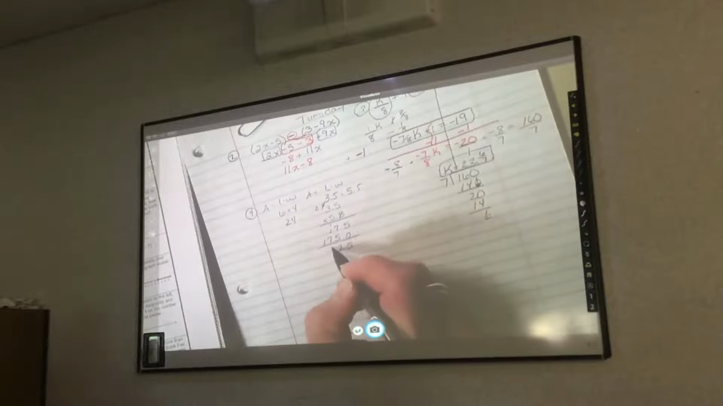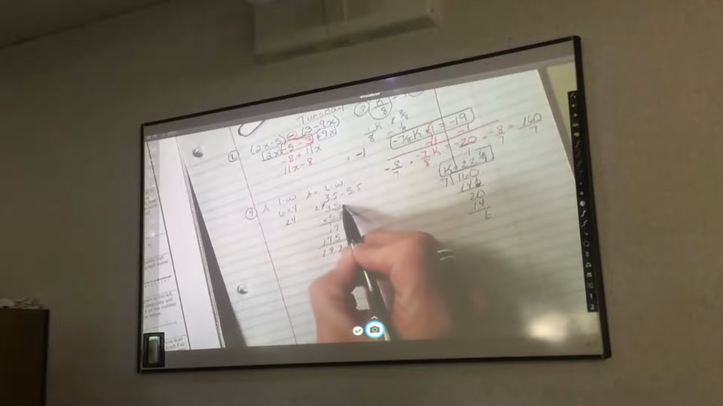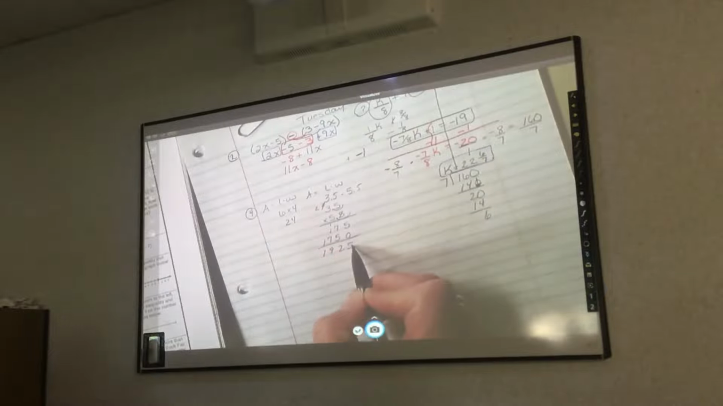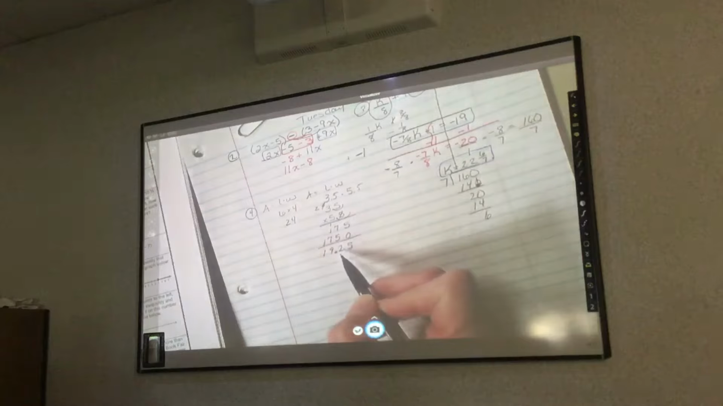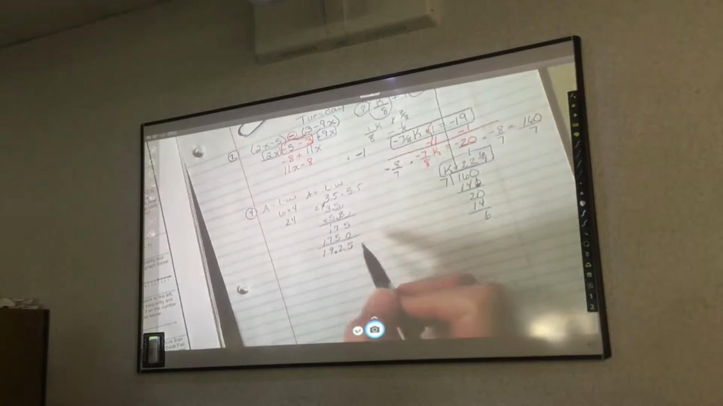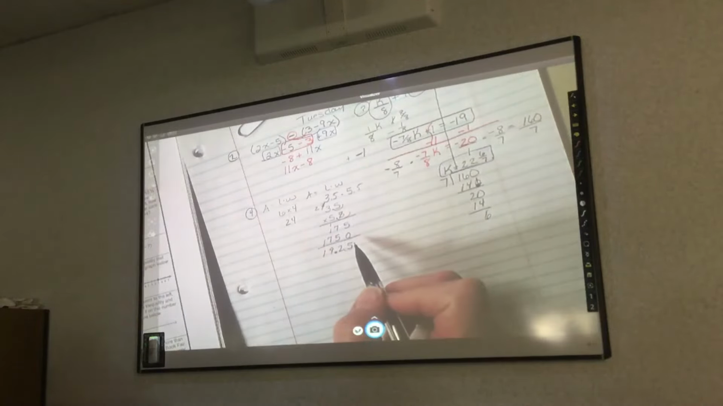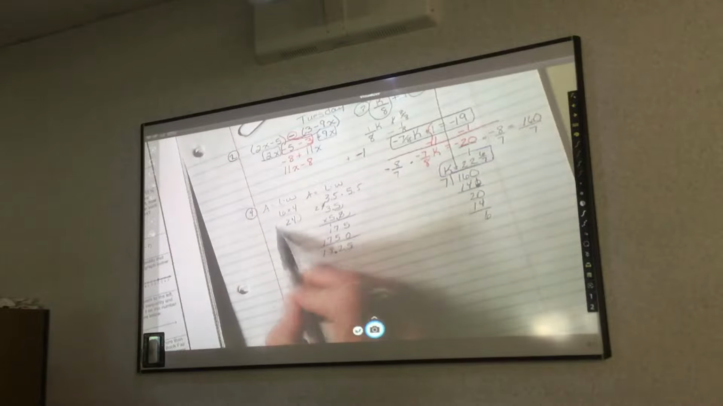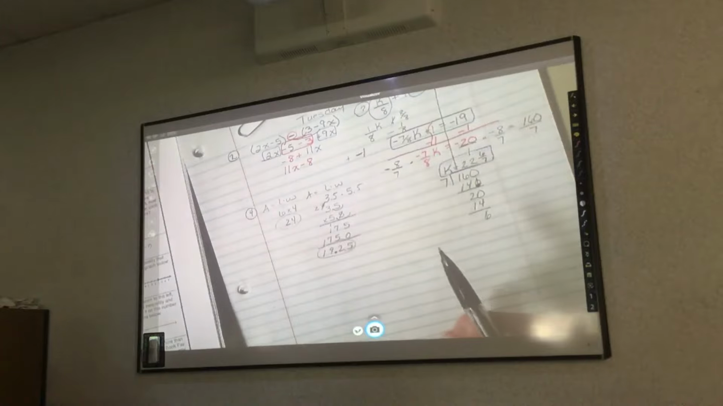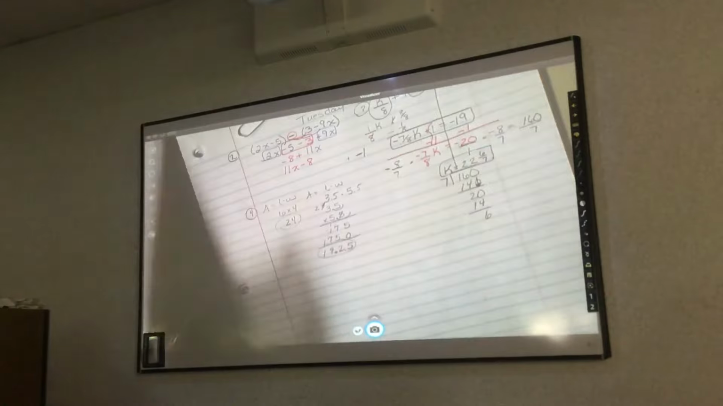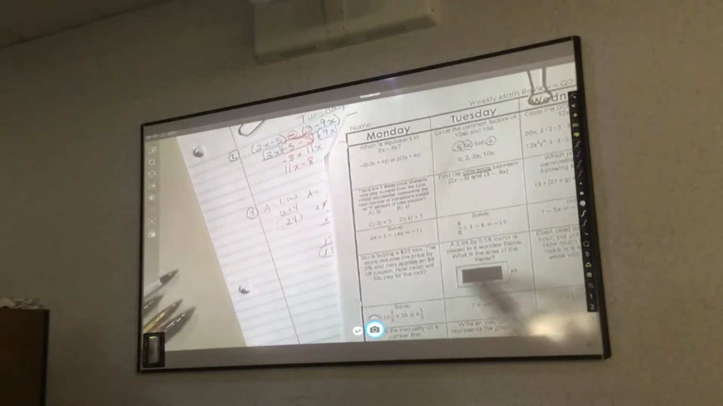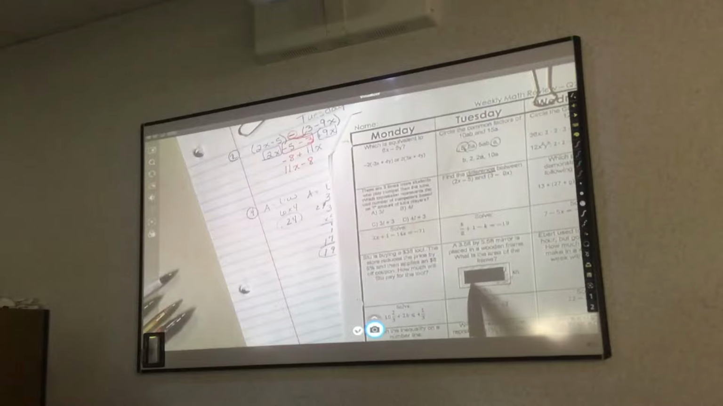8, 9. So I have 9. Now, 1, 2. So the area of the mirror is 19 and 25 hundredths. So what do I do to my two areas? Subtract, because I took the area of this whole thing, and I'm going to take out the area of the mirror to get just the frame.